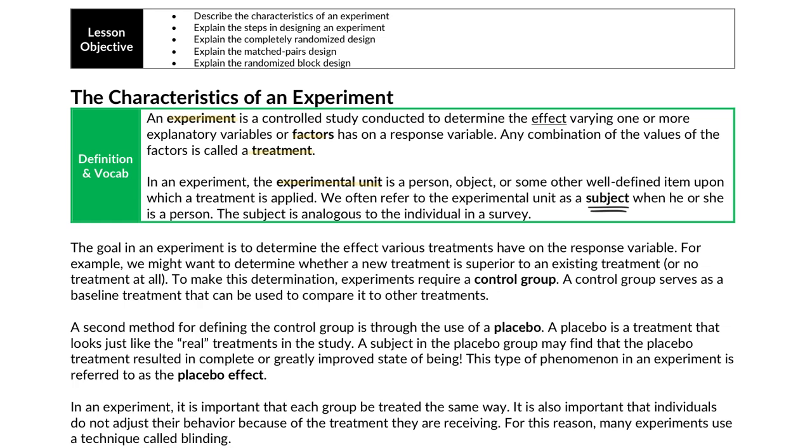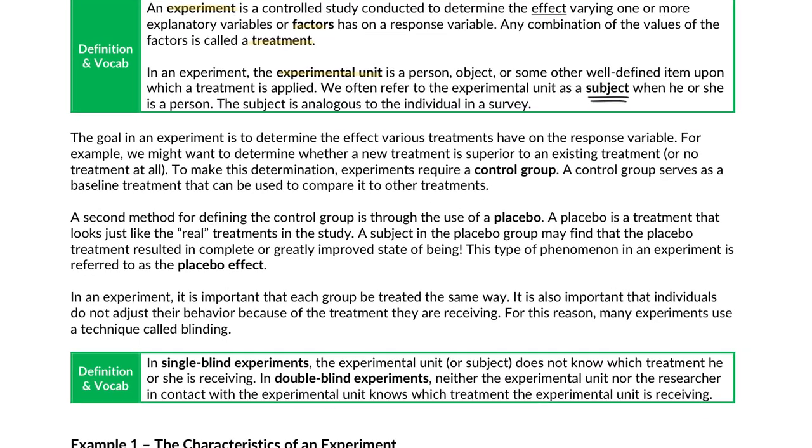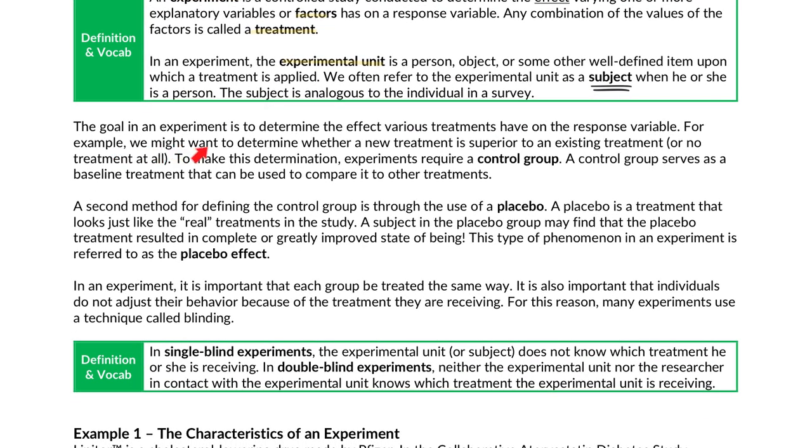The goal in an experiment is to determine the various effect treatments have on the response variable. So for example, if we want to determine whether a new treatment of some sort is superior to an existing treatment or no treatment at all, to make this determination, experiments require what's called a control group. Have you all heard this before? Yes. Of a control group? Do we put any sort of treatment on the control group? No. They're the control group that is your baseline that you're going to use to compare it to the ones who do get treatment.